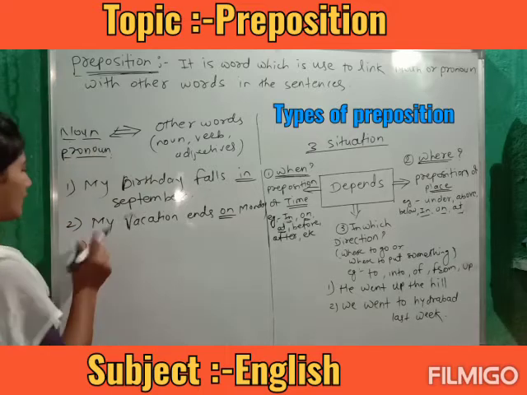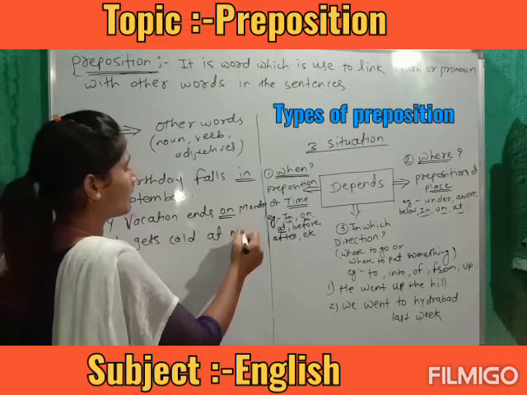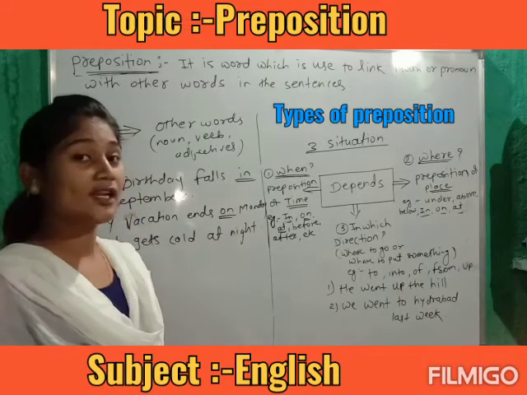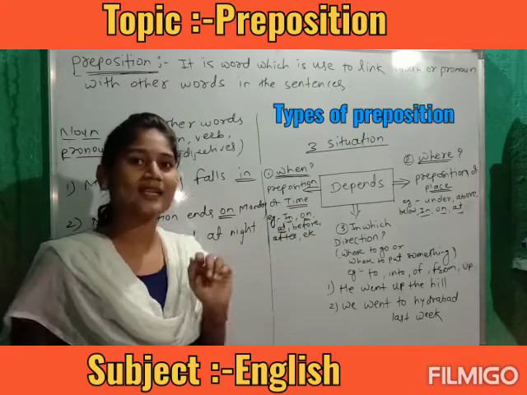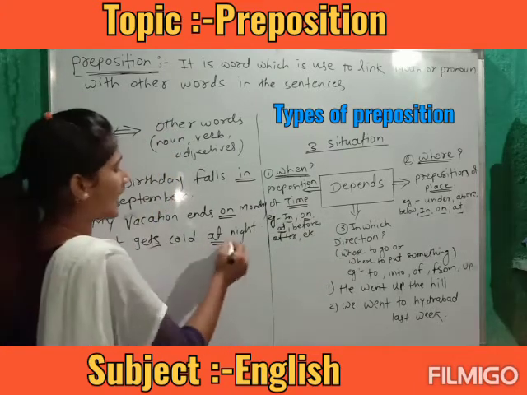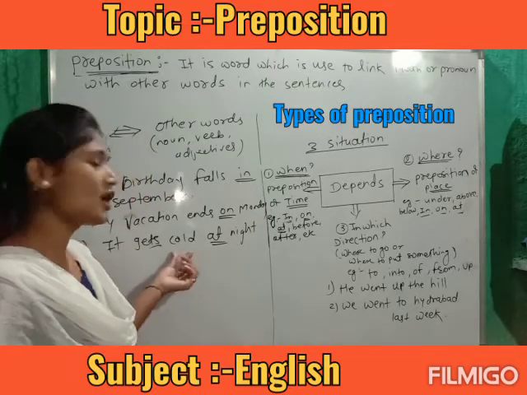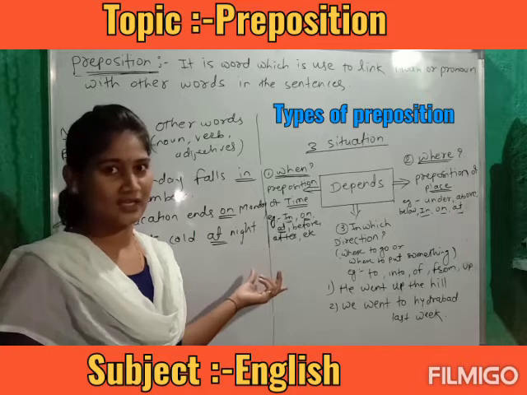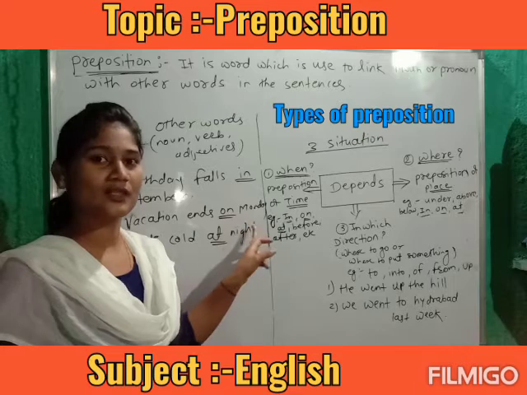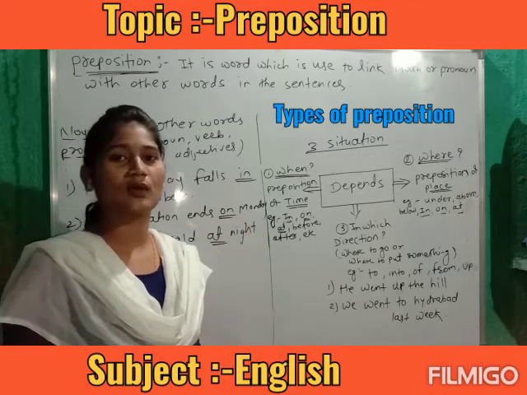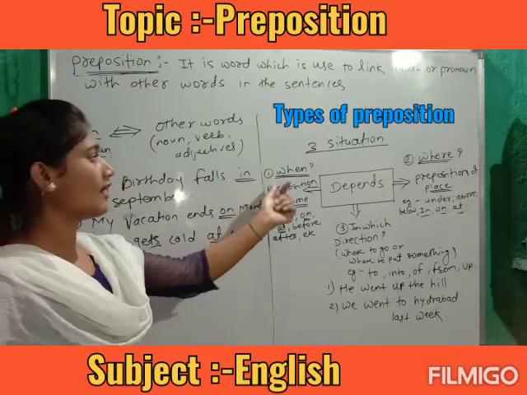So for the third one: it gets cold at night. What is that "at" here? "At" is the linking word which describes the relationship between coldness and that particular time of night. That's why the word "at" is used here with respect to time. Now here it is known as a preposition of time. Understood guys? So these are the 3 examples related to "when", meaning preposition of time.